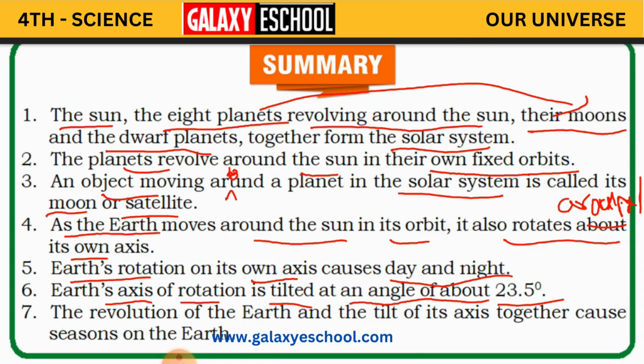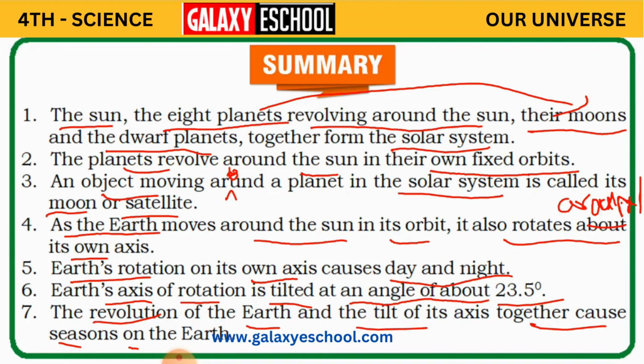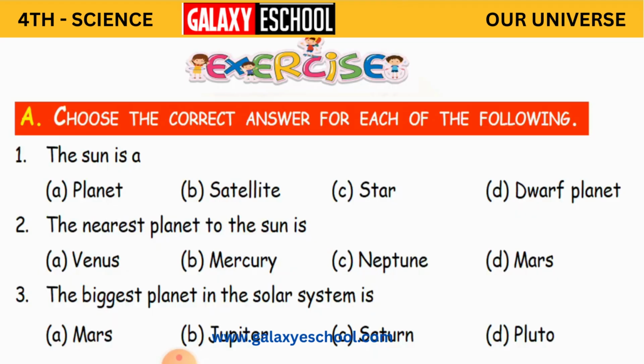And the seventh one is the revolution of the earth and the tilt of its axis together cause seasons on the earth. Okay children, because we have already summarized the lesson, I have just read it out for you. And now we are going to do some exercises after the completion of this lesson. Let us do that. And the first exercise, A, is choose the correct answer for each of the following here.